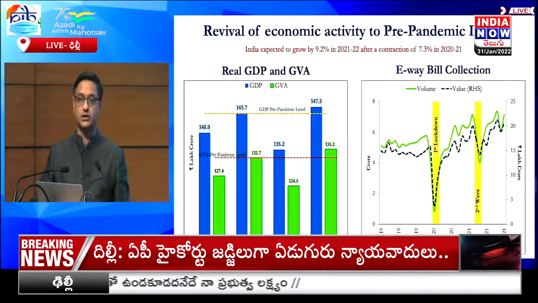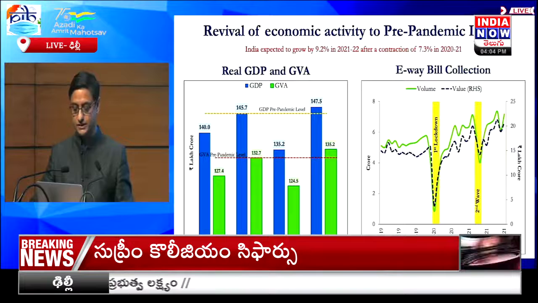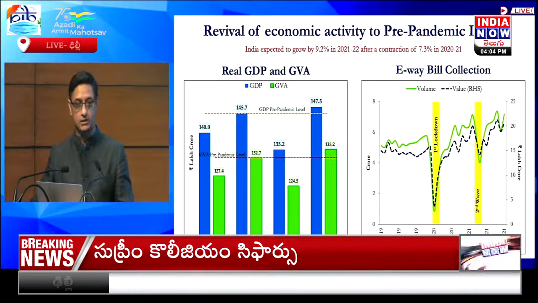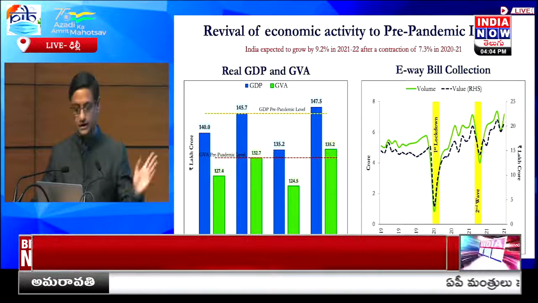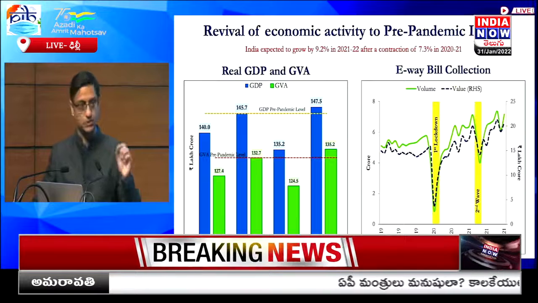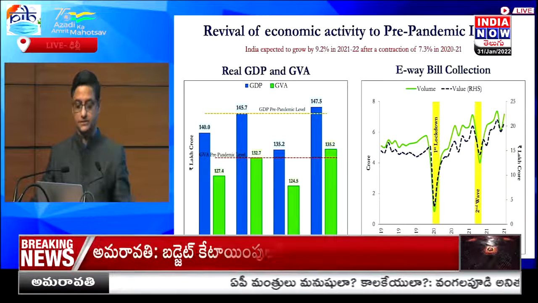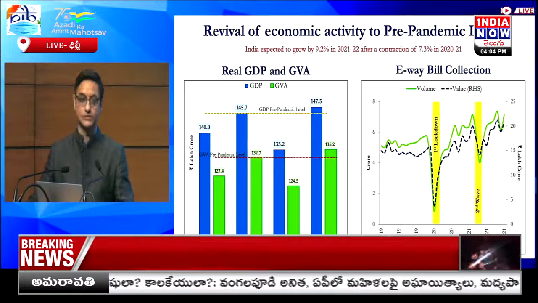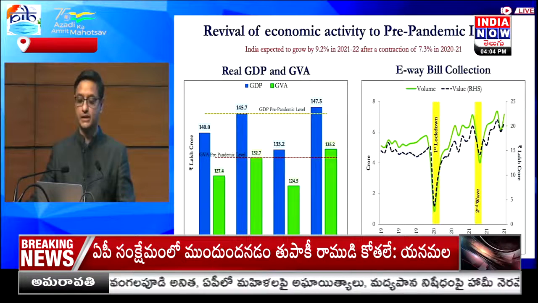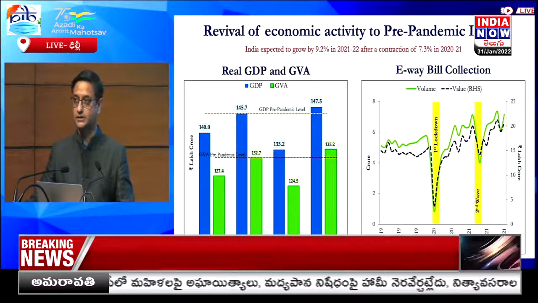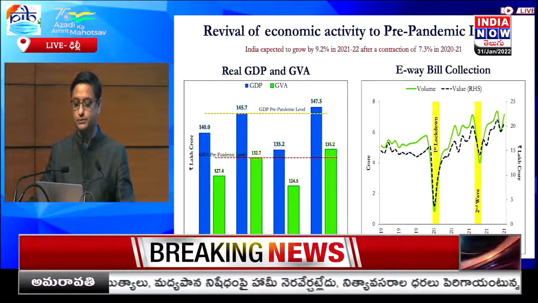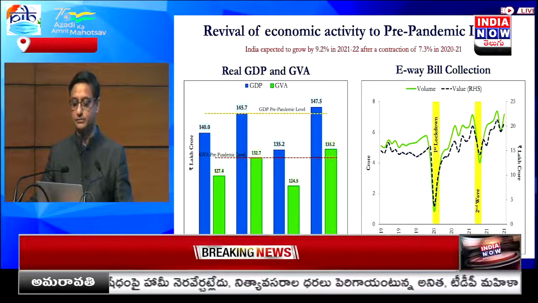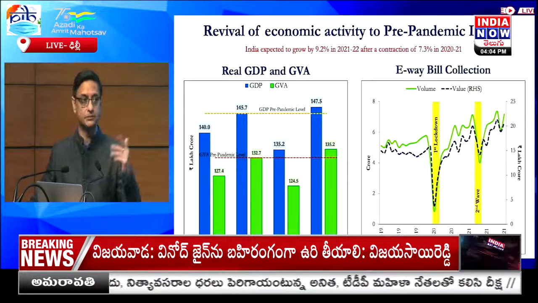So even though the health cost of the second wave was much more severe, the economic cost of it, by almost all accounts, was much milder. But there was an impact, and then a subsequent revival. So where does that leave us? Well, as you know from the advanced estimates, the economy this year is estimated to have grown by 9.2% after a contraction of 7.3% in the previous year.